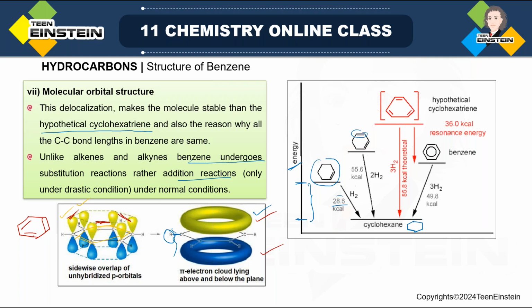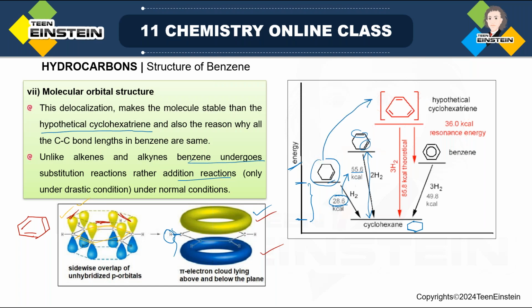Similarly, when there are 2 C-C double bonds, it has some more energy. That means gradually stability is less. 55.6 kilocalories. So this is the difference between cyclohexane and cyclohexadiene. This is cyclohexene, only one double bond. This is cyclohexadiene, 55.6. Now it is interesting. If you simply multiply 28.6 by 2, you get this value. That means one double bond 28.6, two double bonds 55.6.